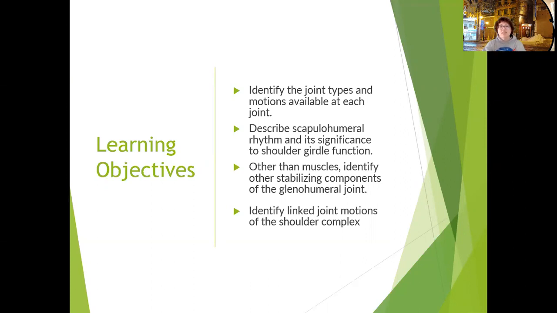And then I want you to identify the linked joint motions of the shoulder complex. By that, it's like when something happens at the glenohumeral joint, what is the accompanying motion that happens at the scapulothoracic joint? And we'll talk about it.